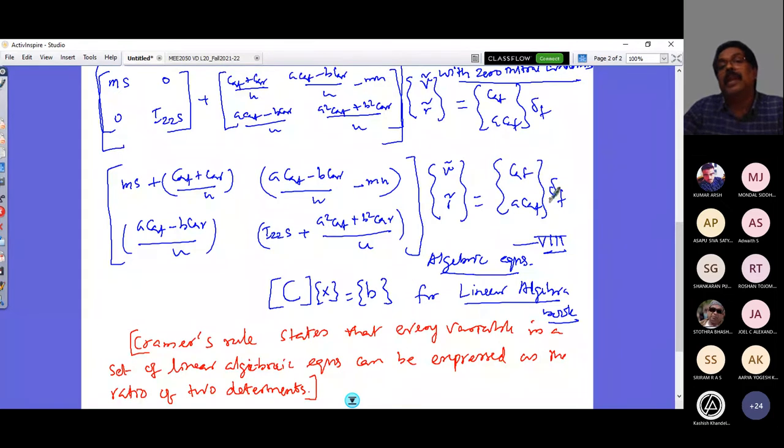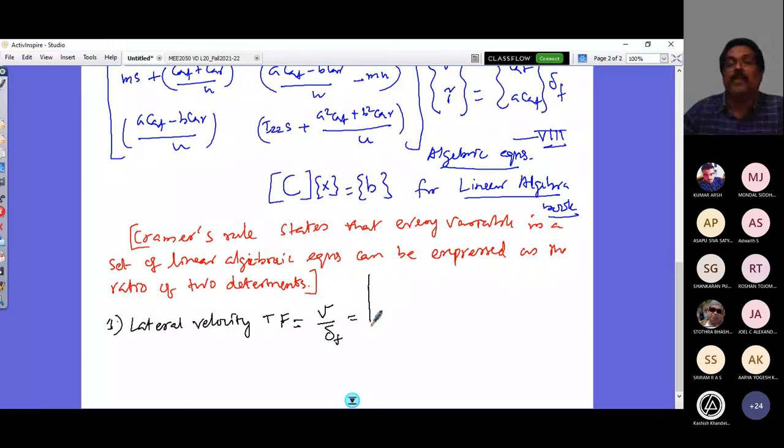Then you would be able to write the variable. If I have to write V, that is the determinant replacing this column by a forcing column, that is C alpha and A C alpha elements here. That's the numerator determinant divided by the determinant of matrix C itself. That gives me V equals this, and delta F is brought down. So I get my transfer function like that.